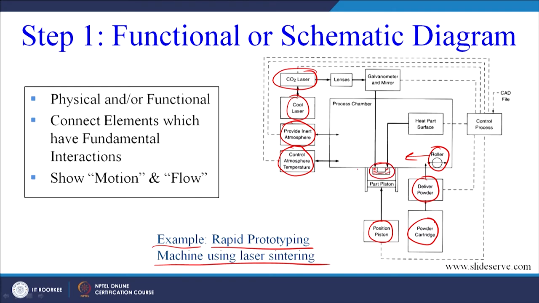So basically there are different chunks in this whole process. One is related to the laser, another is related to the powder, another is related to the platform where the part will be made, and another is related to the control processes, because we have to move the piston as per the design of the product, and we have to move the laser as per the design of the product. So there has to be overall control of the process.